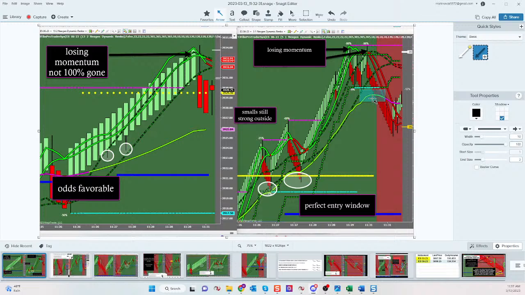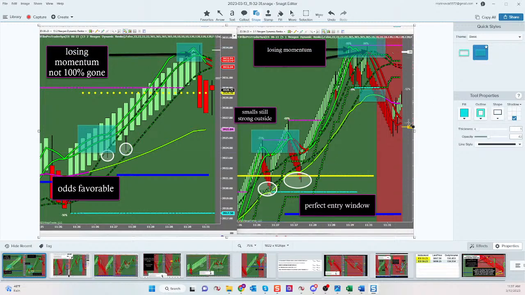Do you guys remember those games when we were kids? Find the differences between the pictures? Did you guys ever play that? Let's use the little highlight thing here. Odds favorable. What's the difference? Not odds favorable. Strong triggers. What's the difference? Not strong triggers. Areas inside of favorable large triggers. What's the difference? Not inside of favorable large triggers.